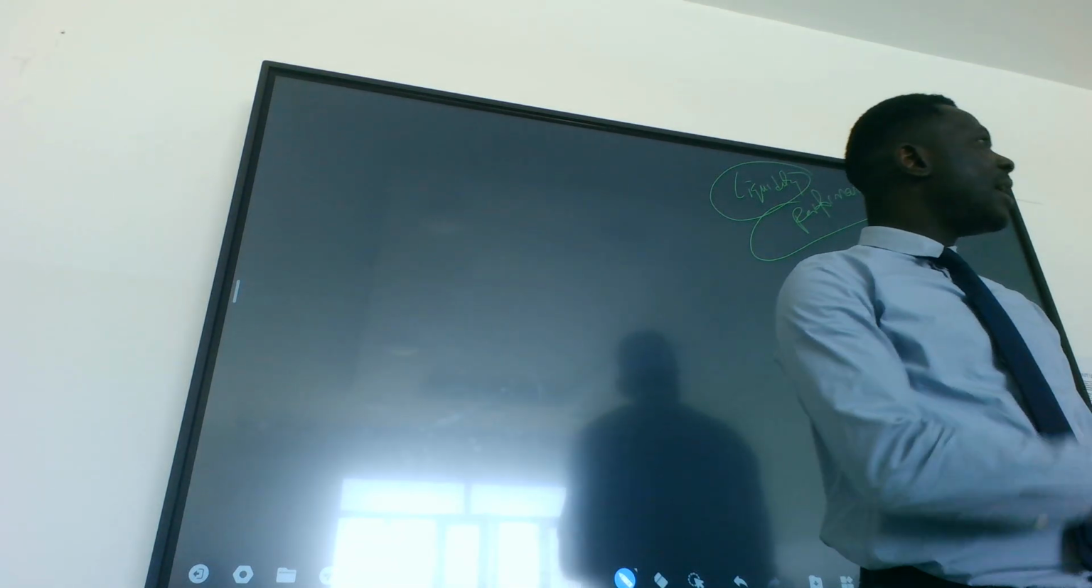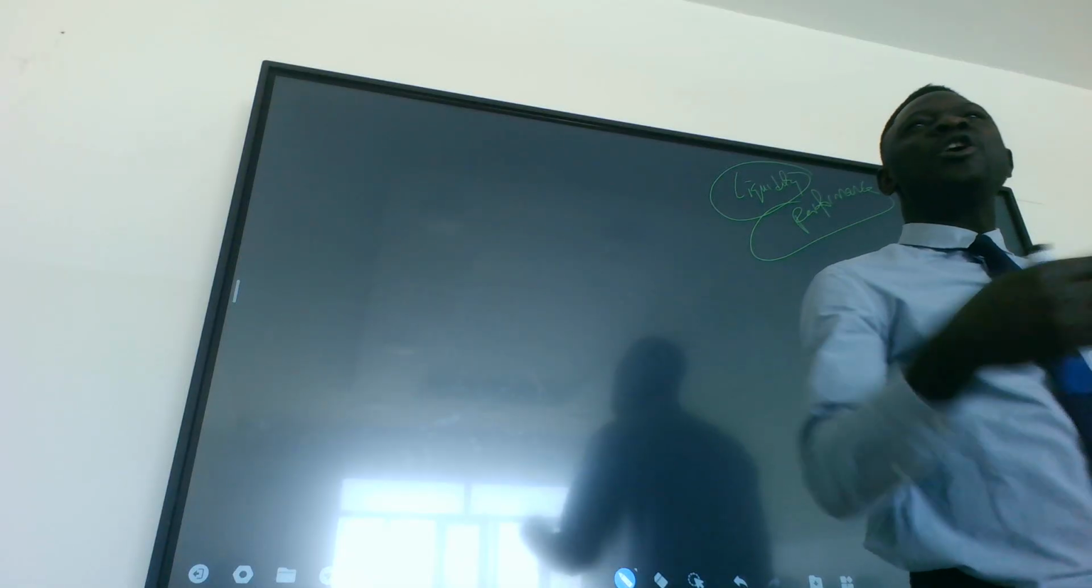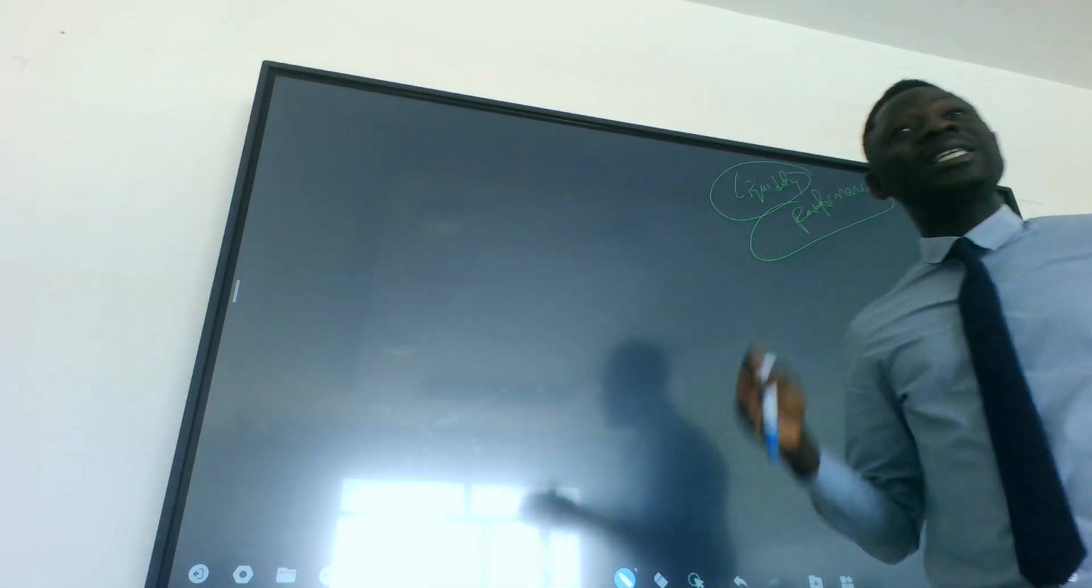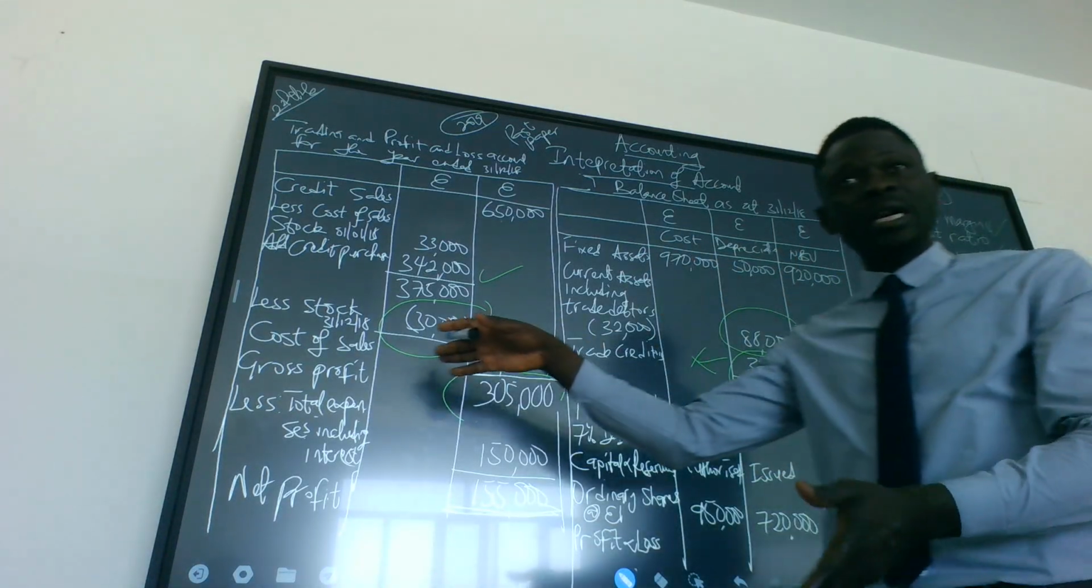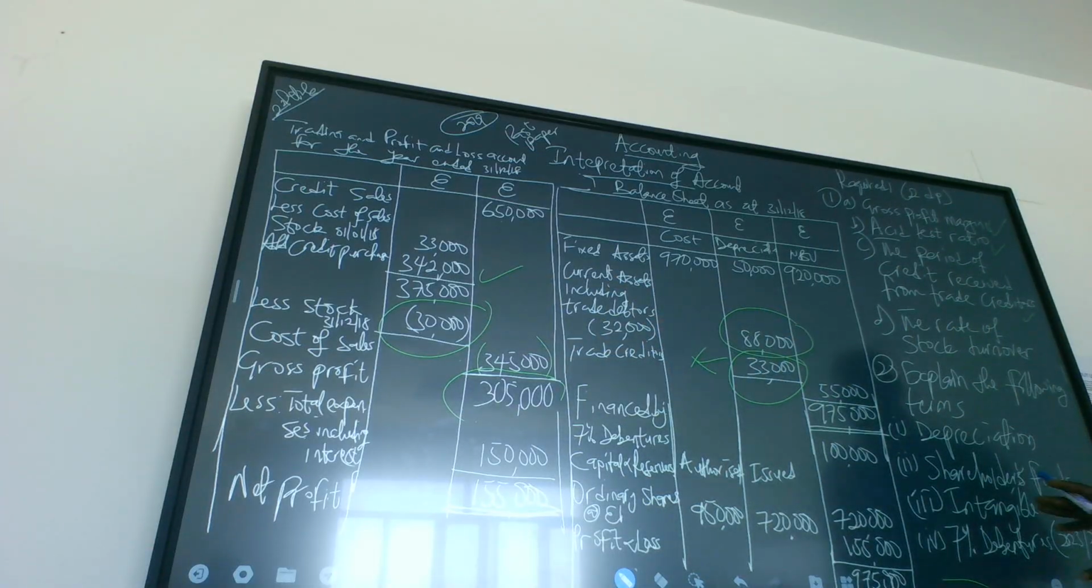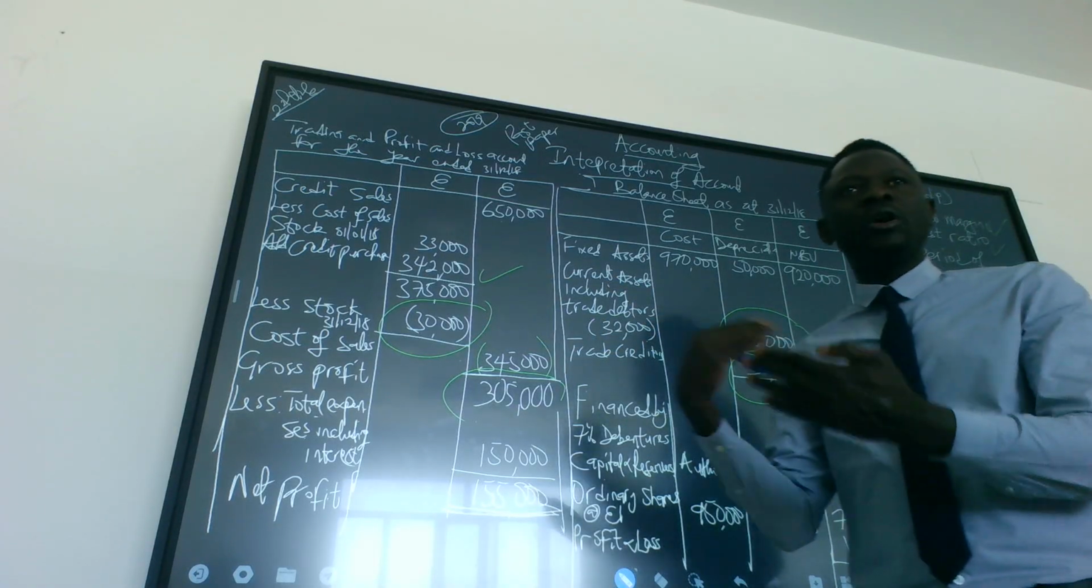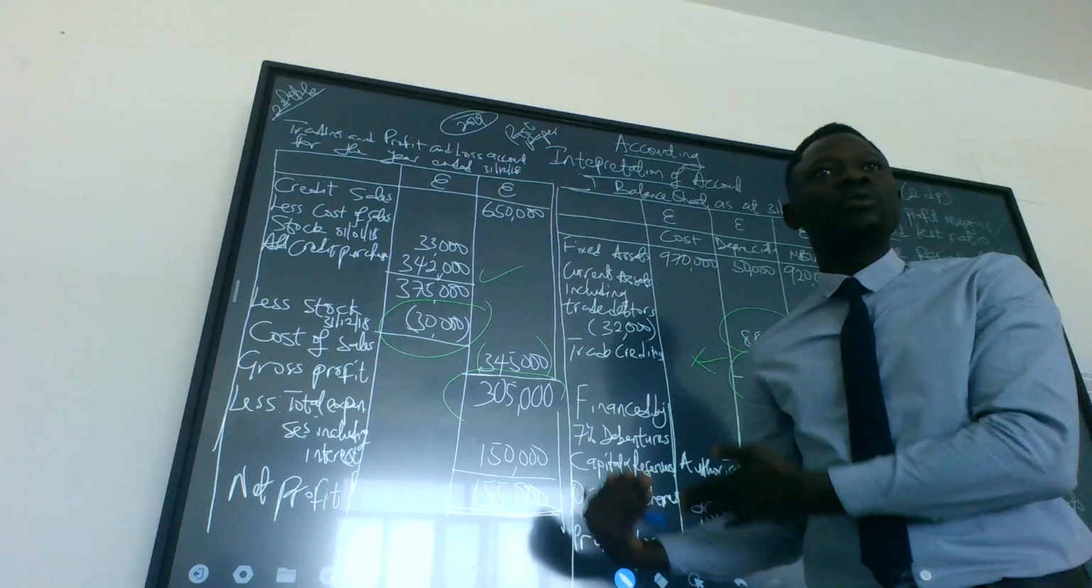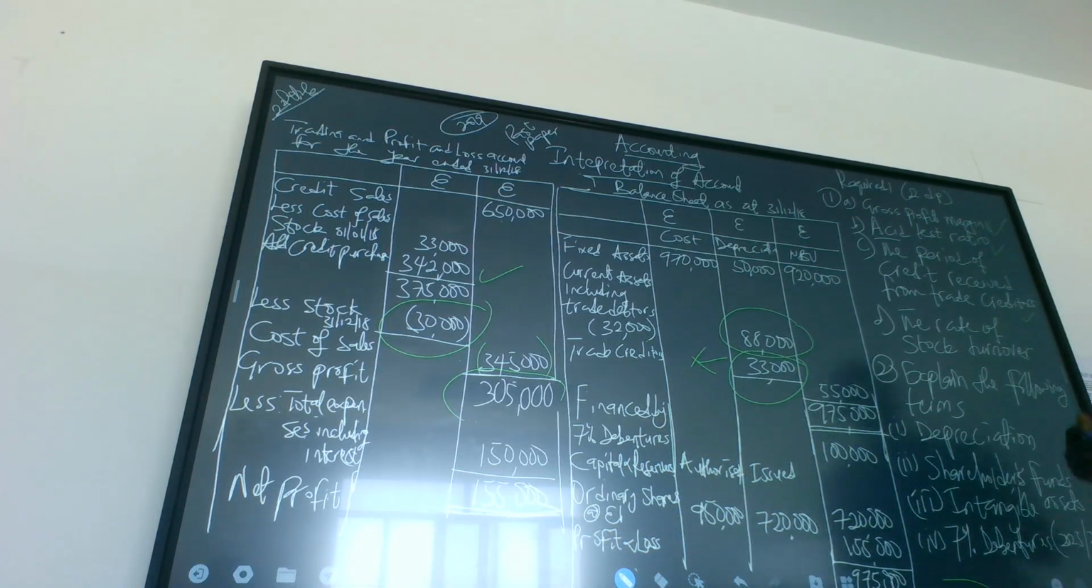So, interpreting account is about understanding the performance of the business. And to do that, we need our statement of financial position and our statement of profit or loss account, which is this. So how have we done through the year? We get to know. So the question says, we should calculate the gross profit margin.